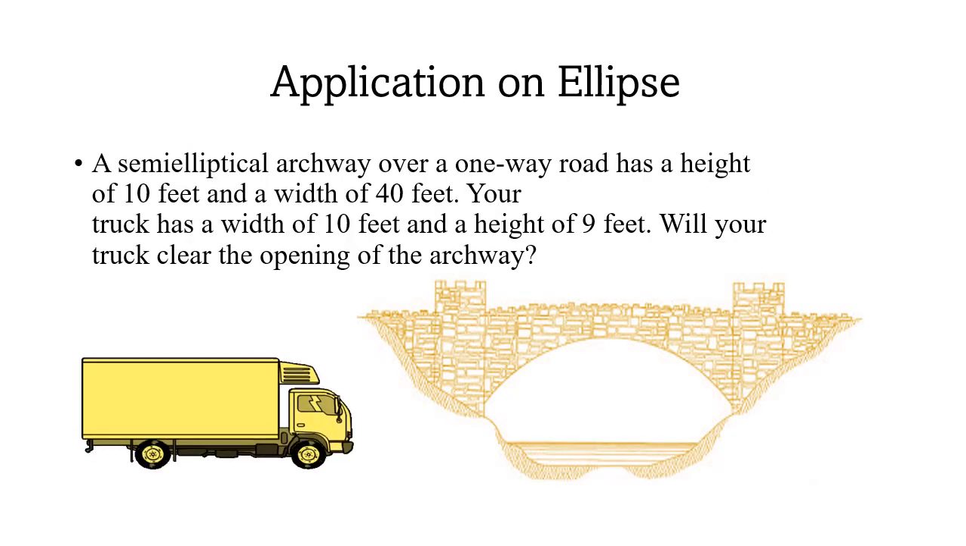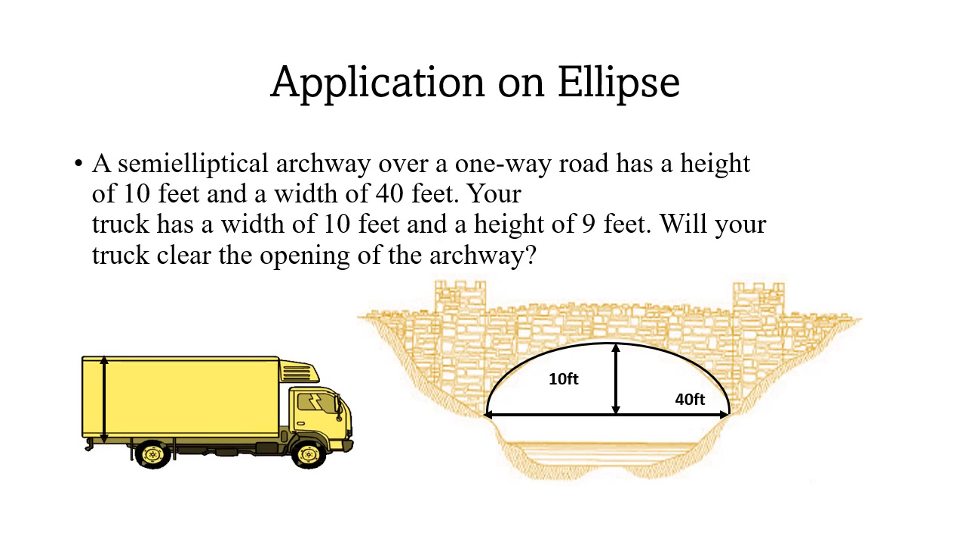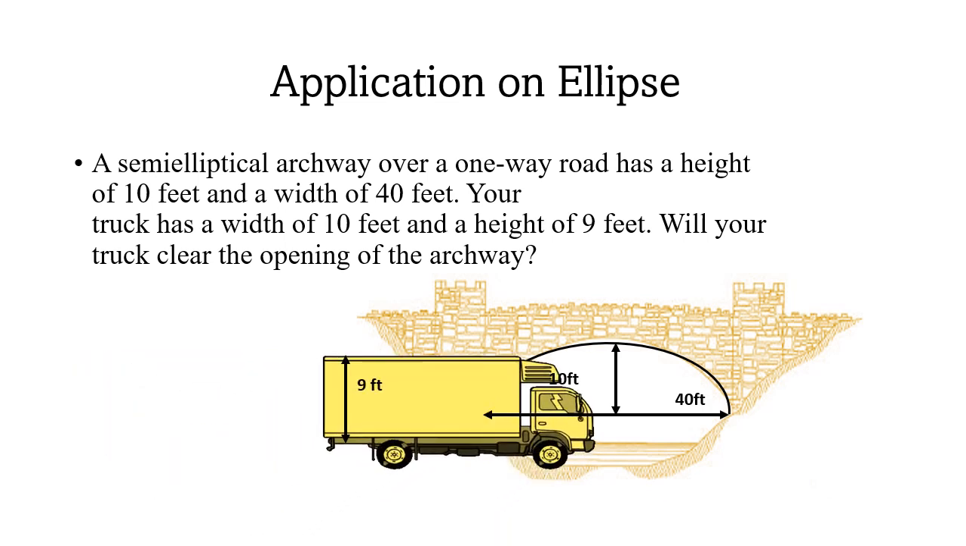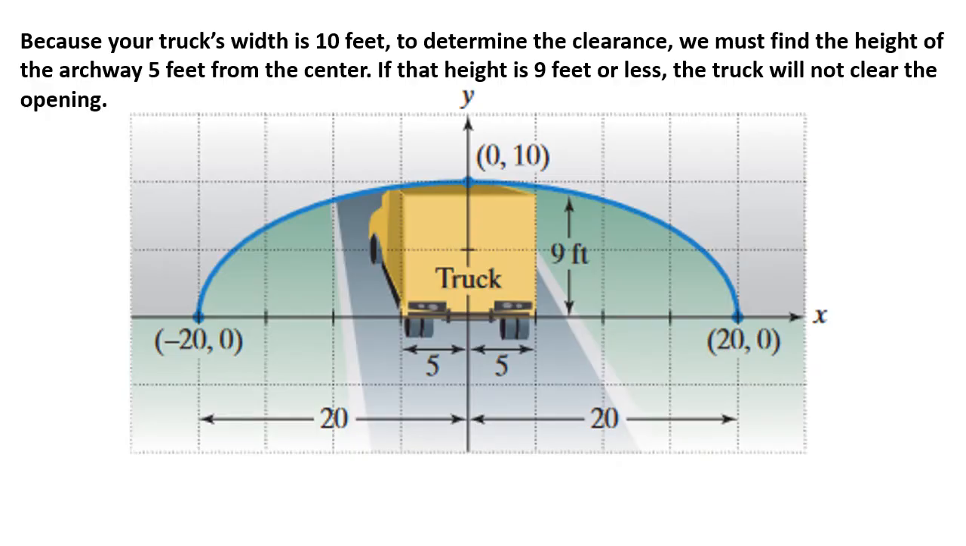Now we have the last example, an application of an ellipse. A semi-elliptical archway over a one-way road has a height of 10 feet and a width of 40 feet. Your truck has a width of 10 feet and a height of 9 feet. Will your truck clear the opening of the archway? Now, because your truck width is 10 feet, we need to determine the clearance, so we must find the height of the archway 5 feet from the center. If that height is 9 feet or less, the truck will not clear the opening.